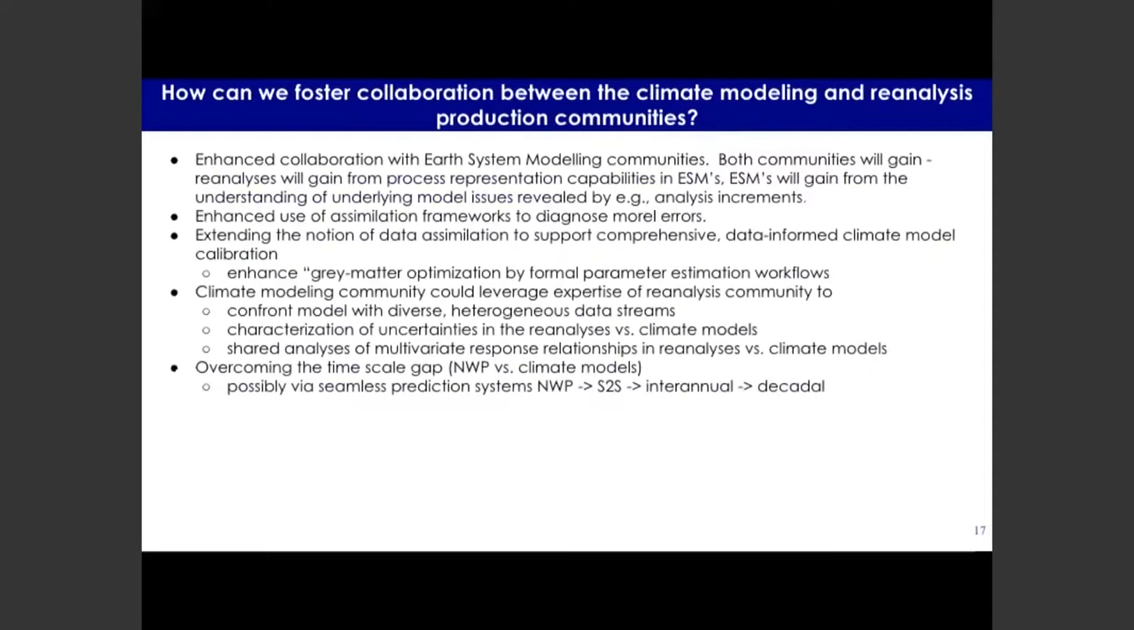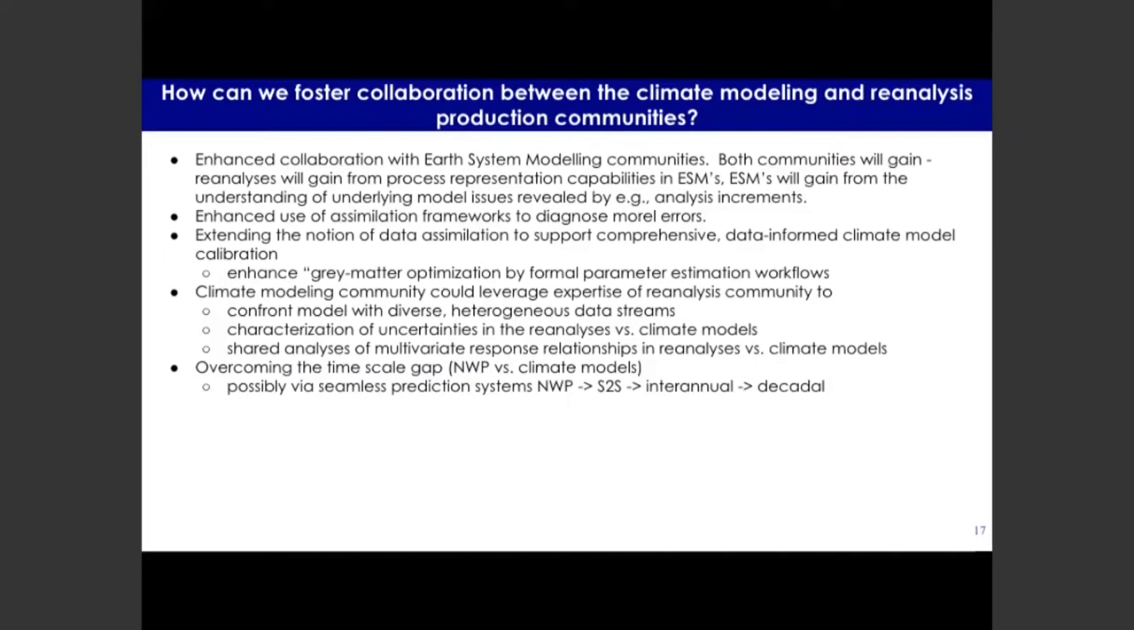Okay. I think we had added one more thing on the previous slide, and that was the idea of seamless prediction. That means using prediction systems that are used in NWP and pushing those into the sub-seasonal to seasonal forecasting realm, potentially also interannual, where you begin to merge the time scales. With NWP, where reanalysis products are typically produced, there's a big time scale separation with the climate modeling community that looks for stable decadal or multi-decadal simulations, and how to bridge this gap could be one approach to seamless predictions.